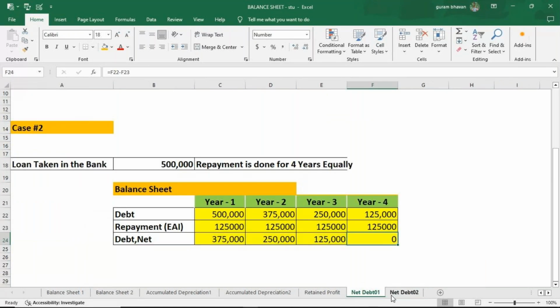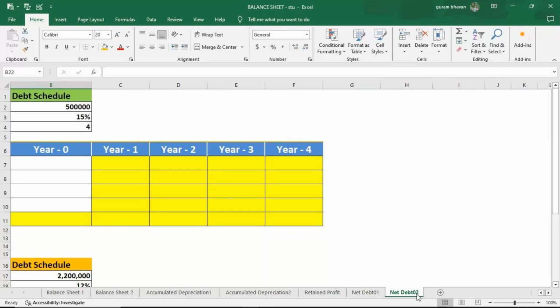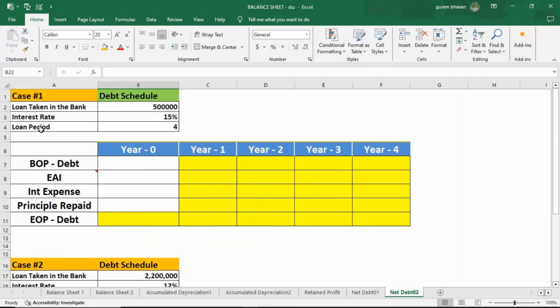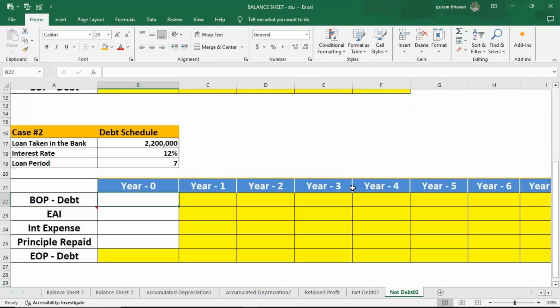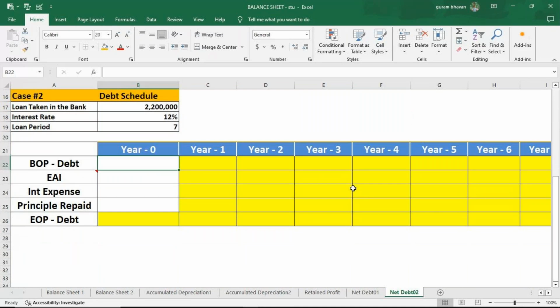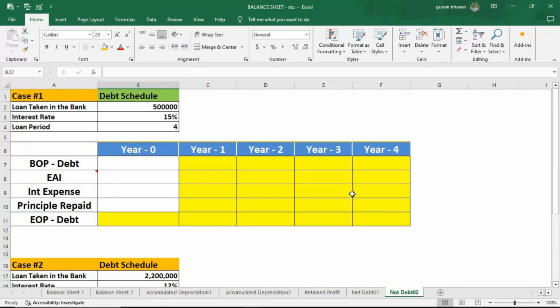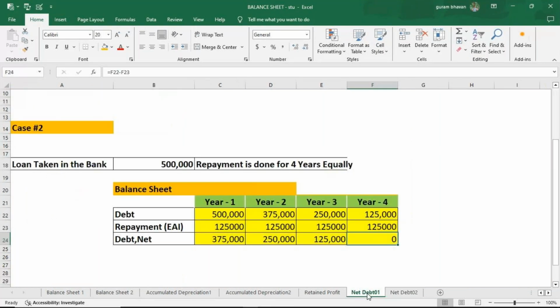After this, I wanted you people to try with this net debt too, where they have given the debt schedule. The loan taken in the bank is 50 lakh rupees. Interest rate is 15%. Loan period is for 4 years. I have to solve this debt schedule, where two things they have given. Let's keep this one as an assignment. I wanted you people to solve it. Tomorrow, if you don't understand also, never mind. Tomorrow I'll solve it and show. But still give a try if you can solve it.